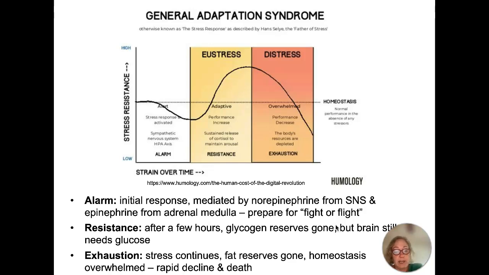I took 2 tests today, and I went on a run, and I did a thing, and now I am exhausted. Your fat reserves are gone, your homeostasis is overwhelmed, and this can result in a rapid decline. I'm not saying you're going to die if you take 2 tests and go to practice. But you need to be aware, and you need to make sure that you're having some carbohydrates and that you're learning how to calm down, because it is really important that you learn how to regulate these processes so that your body is not flooded with hormones and epinephrine.